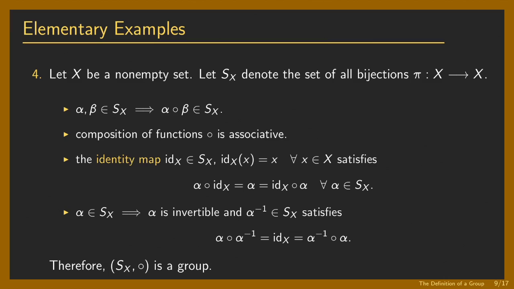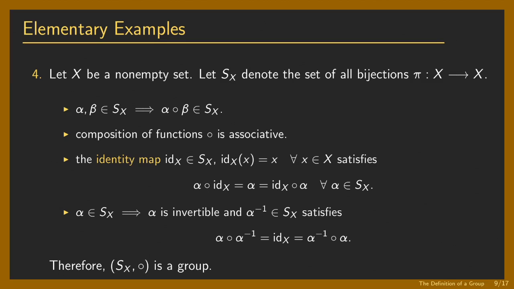Well, we know that if alpha and beta are bijections, then the composition is also a bijection. We also know that composition of functions is associative, right? We also know that the identity map, which is like f of x equals x, or id sub X of x equals little x, doesn't do anything to the elements of X.